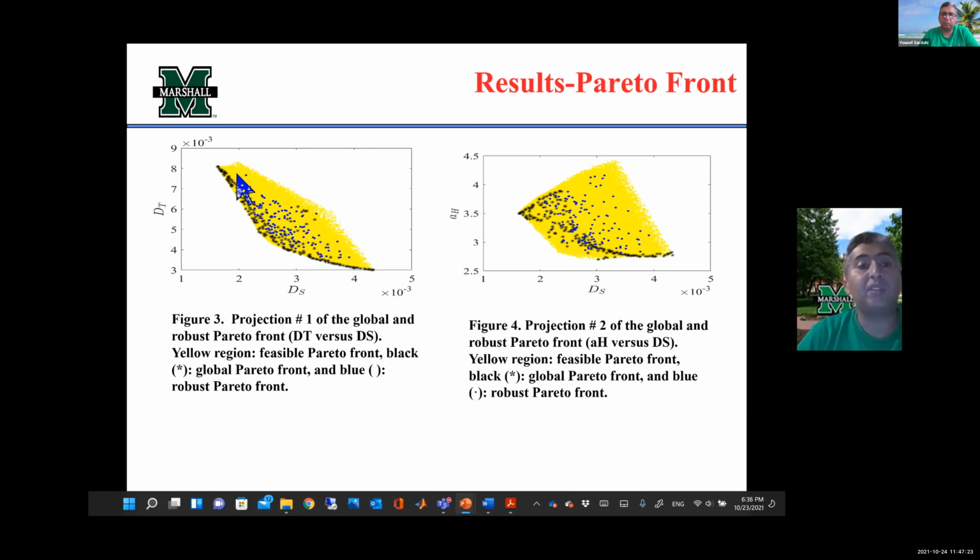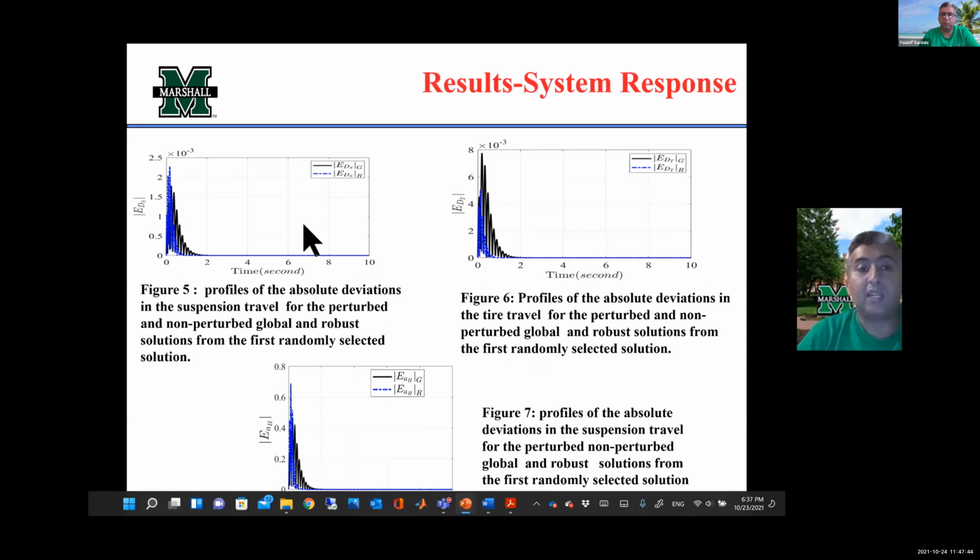So it's very interesting to see that there is a conflict between the tire deflection and the suspension deflection. There is also conflict between the head acceleration and the suspension deflection. And we can notice that the robust solutions in this case avoid the boundaries of the feasible region, unlike the global solution. Okay, so we take this and say, let's study the impact of the perturbation on the global and also on the robust solution. We believe that the robust solution will be better, but we wanted to test that.